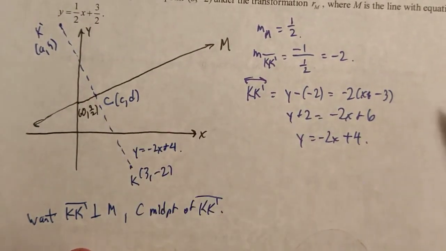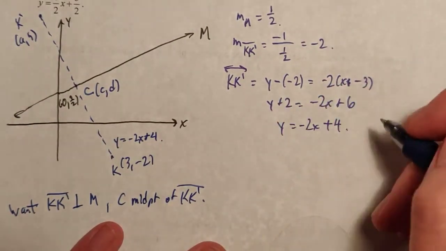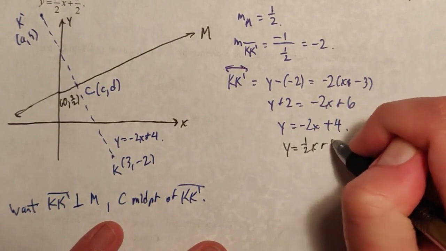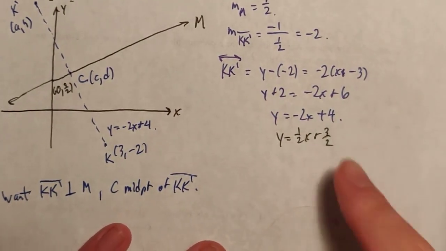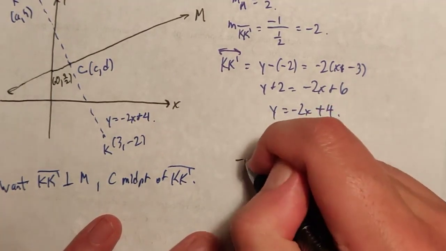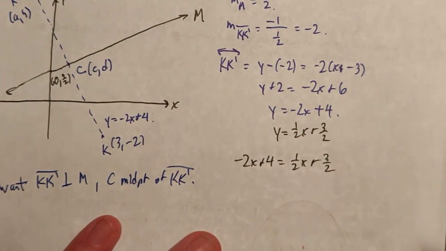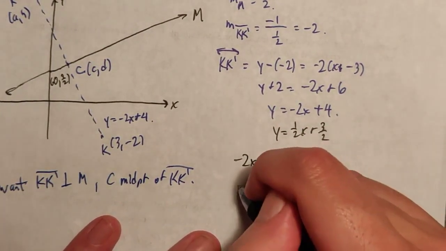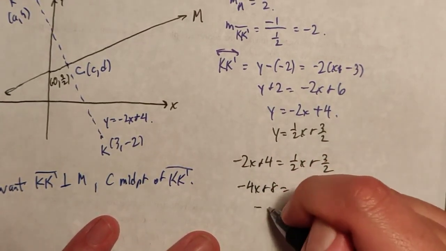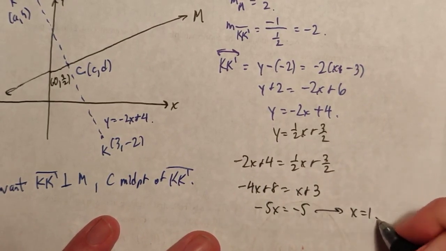So we want to determine point C, and luckily it's the intersection of this line and line M, so now we can set them equal and solve. We also have the original equation y equals 1/2 x plus 3/2. So we get -2x plus 4 equals 1/2 x plus 3/2. I'll multiply everything by 2 to clear all the fractions. We get -4x plus 8 equals x plus 3. So -5x equals -5, which implies that x is 1.